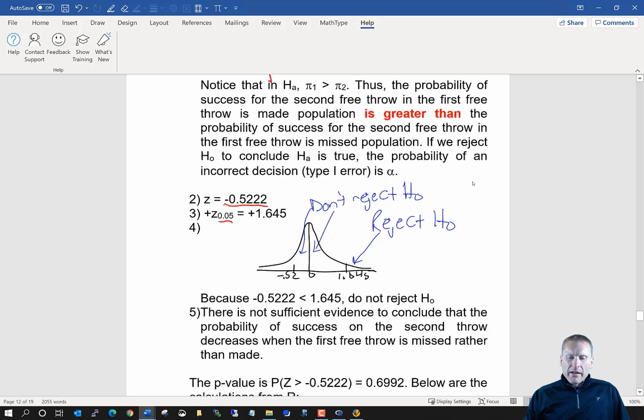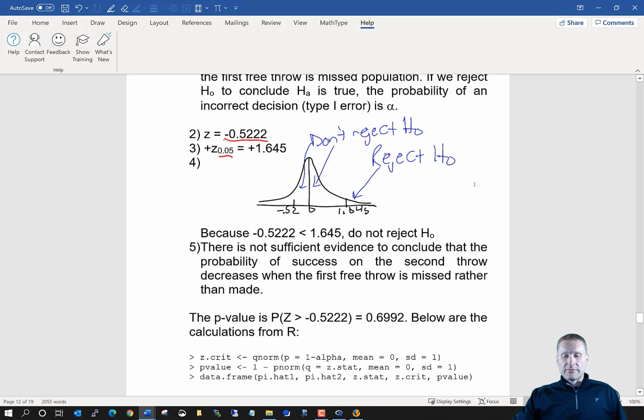And what we can see is that we're far from actually rejecting H0 here. So we say because negative 0.522 is less than 1.645, do not reject H0. Again, there's not sufficient evidence to conclude that the probability of success on the second free throw decreases when the first free throw is missed rather than made. In fact, what we observed in the sample was the exact opposite of that.